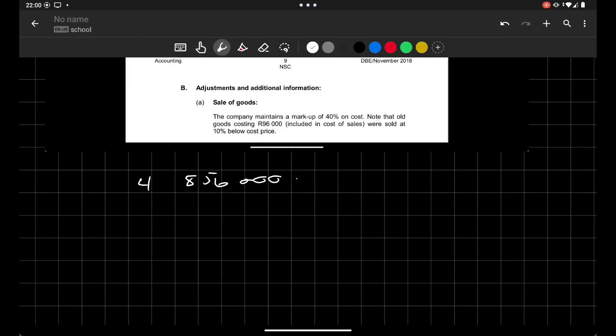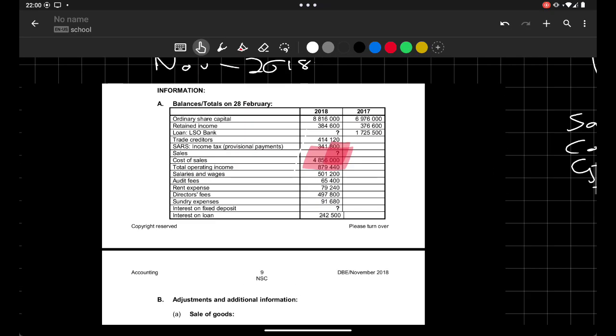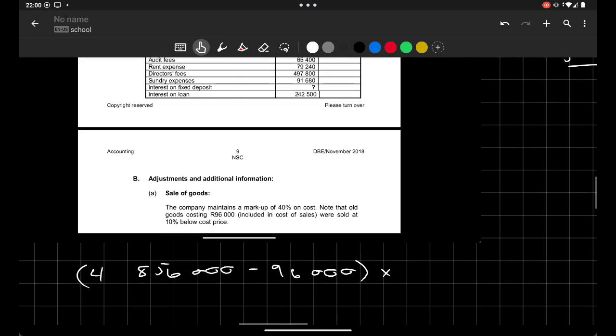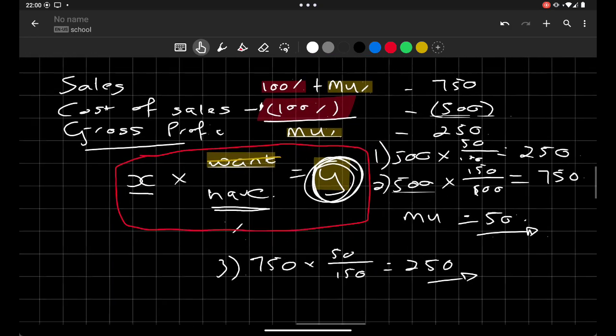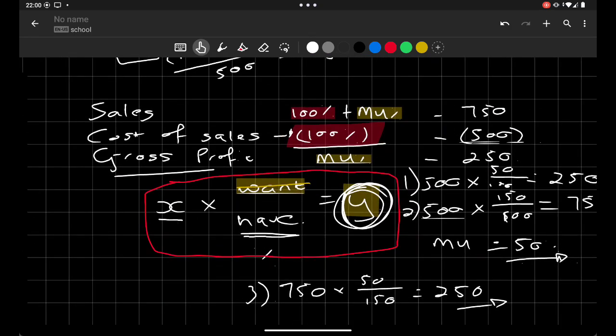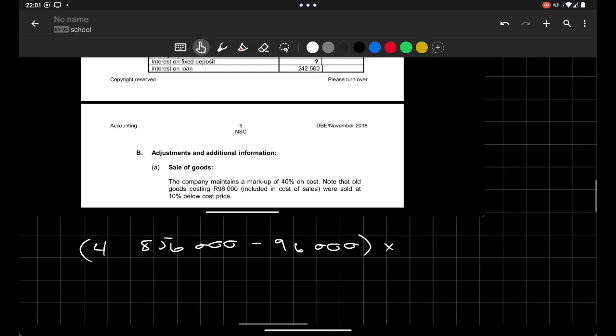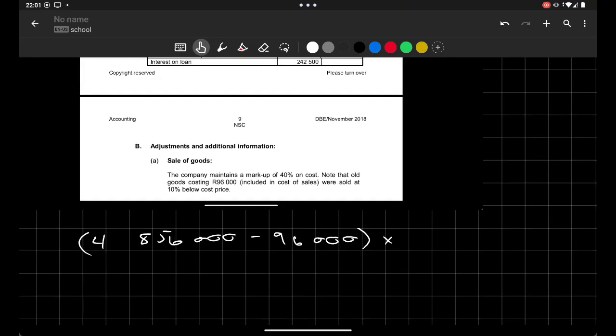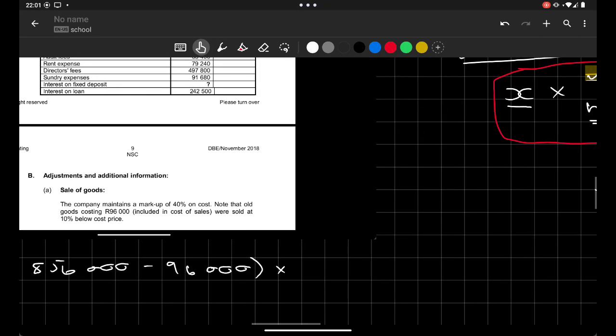So the normal one, we're gonna say minus 96,000 here, and we're going to put that in brackets, multiplied by, remember now, what we want over what we have. We are trying to calculate our sales in this scenario. So what we want is our sales, right? Remember this. What we want is our sales. Well, our sales is 100% plus markup. Our markup here, they tell us that is 40%. Markup of 40% on cost.